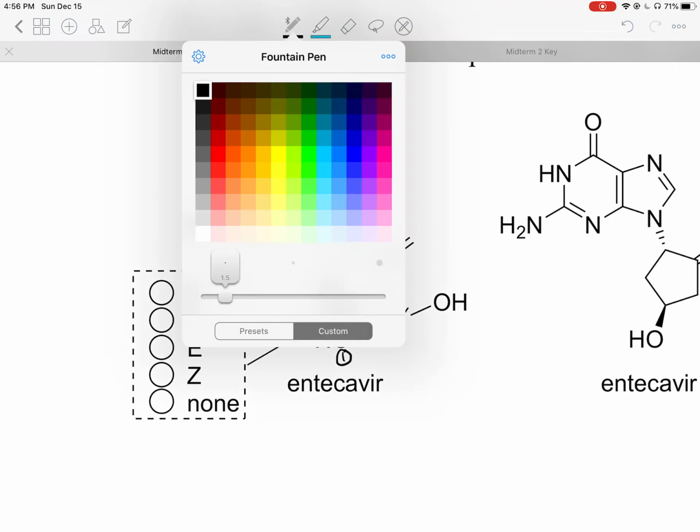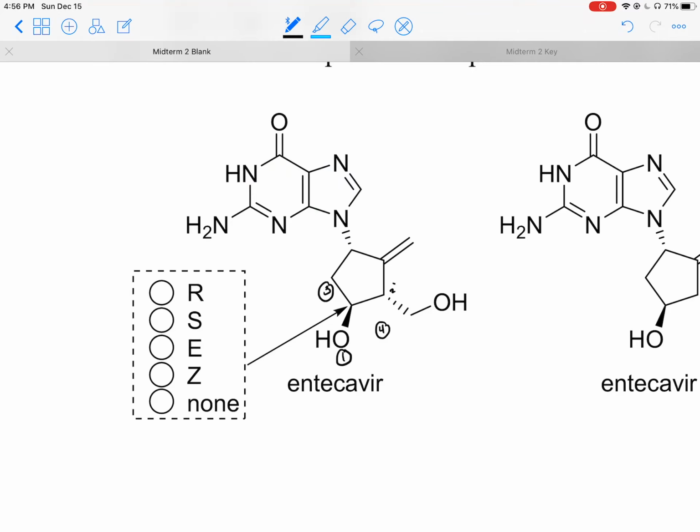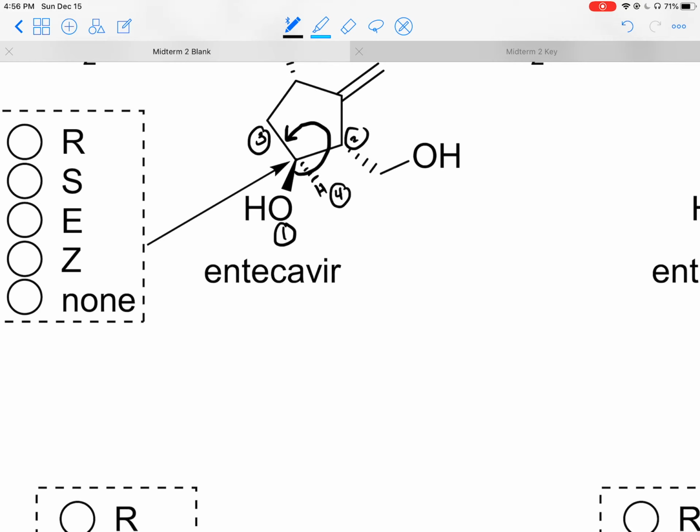Okay, this is number 2 right here. So we already have, oh, sorry, I erased the hydrogen. We need that. We already have the 4th priority in the back, so that makes it really convenient. We just need to draw an arrow that goes from 1 to 2 to 3. And since 4 is in the back, we don't need to do any rearranging.